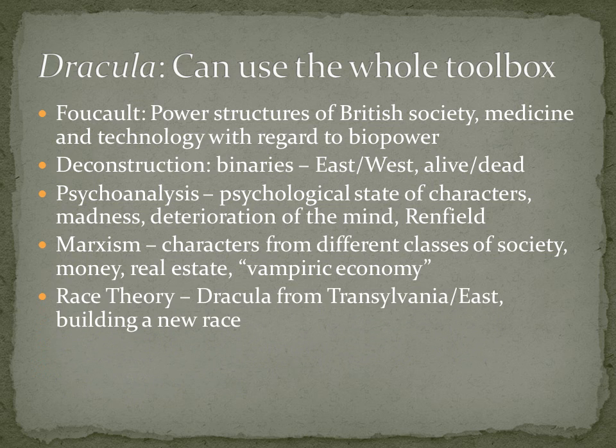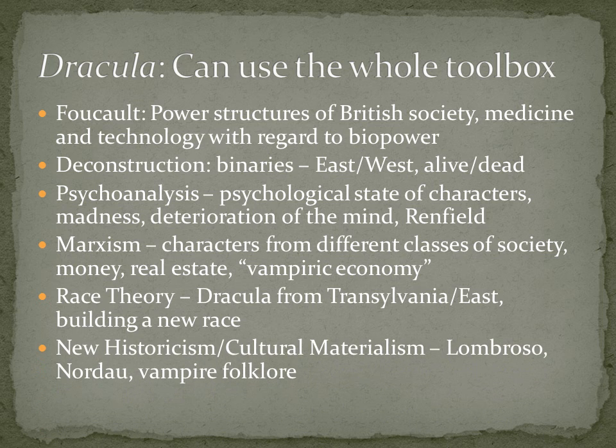Race theory: Dracula is from Transylvania. He's from the East. I think that would make him still white, but he's essentially treated like another race. You can look at the race of vampires. You can look at Dracula as a metaphor for non-white race because he's from this place that's treated as so foreign and other and alien, and that word East is emphasized so much. And he wants to build a new race, he says, by making more vampires.